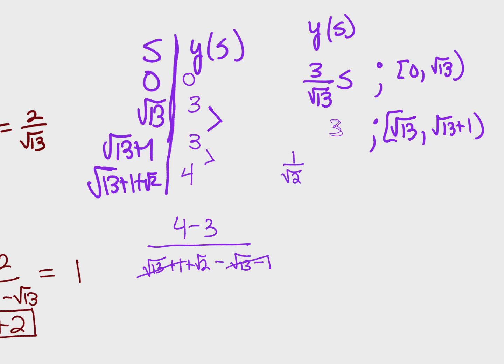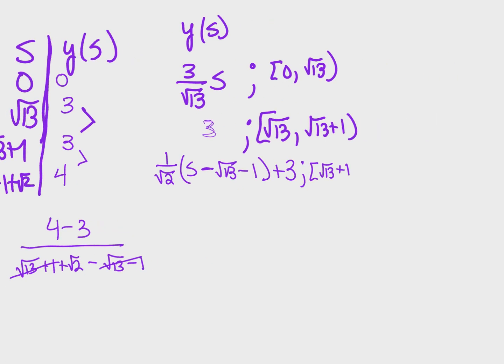So I got 1 over the square root of 2, s, but then I need a point. Do we want to use this point or this point? So I'm going to do minus, and I'm going to go ahead and distribute it, so it's going to be minus the square root of 13 minus 1. And then we have a plus 3 for our k value. And this is going to be over the domain of the square root of 13 plus 1, and it's going to go to the square root of 13 plus 1 plus square root of 2. And this one you do have to include because that's going to be the end of the piece.